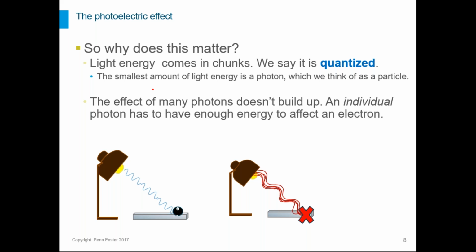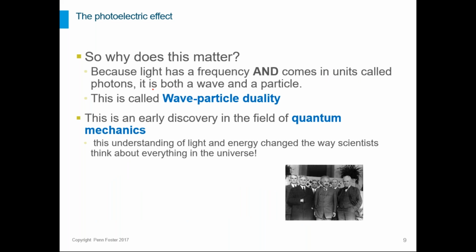So the scientists before this showed that light has to be a wave because it does that diffraction thing and it does interference. And this experiment shows that light has to be a particle because of the way that it affects the electrons. So what they came up with is that light is both. It has a frequency and it comes in units called photons. It is both a wave and a particle. And the official term for this is wave-particle duality. That means that light is seen sometimes as a particle and sometimes as a wave. It is both at once.